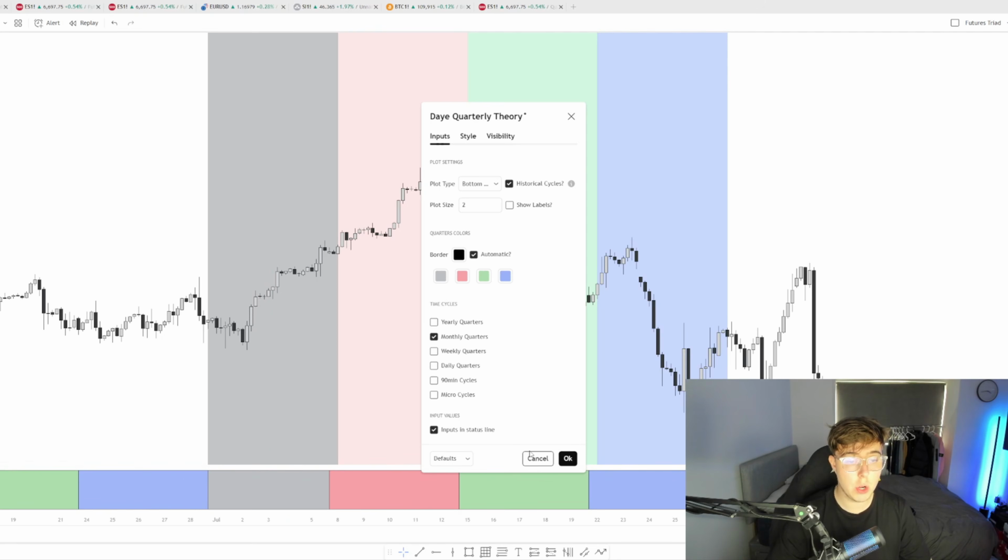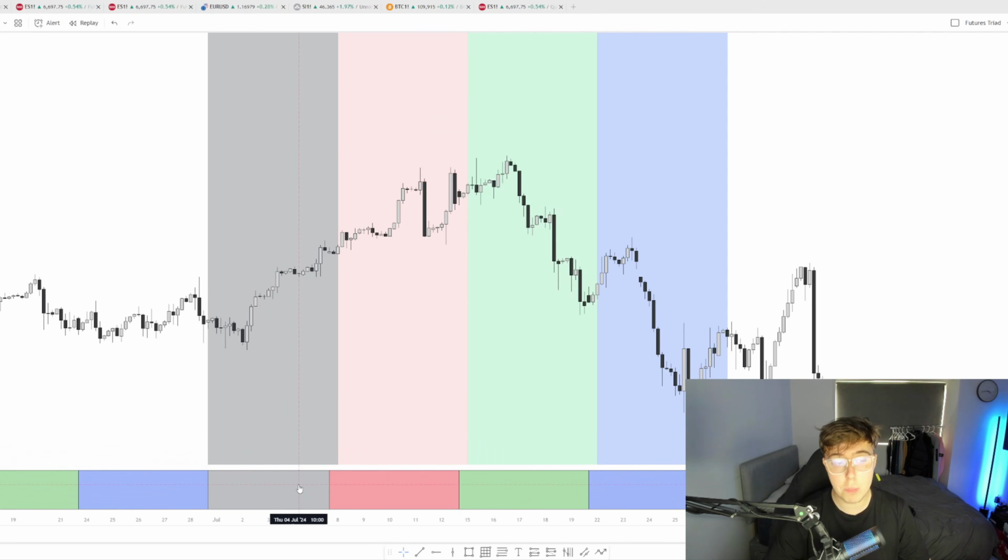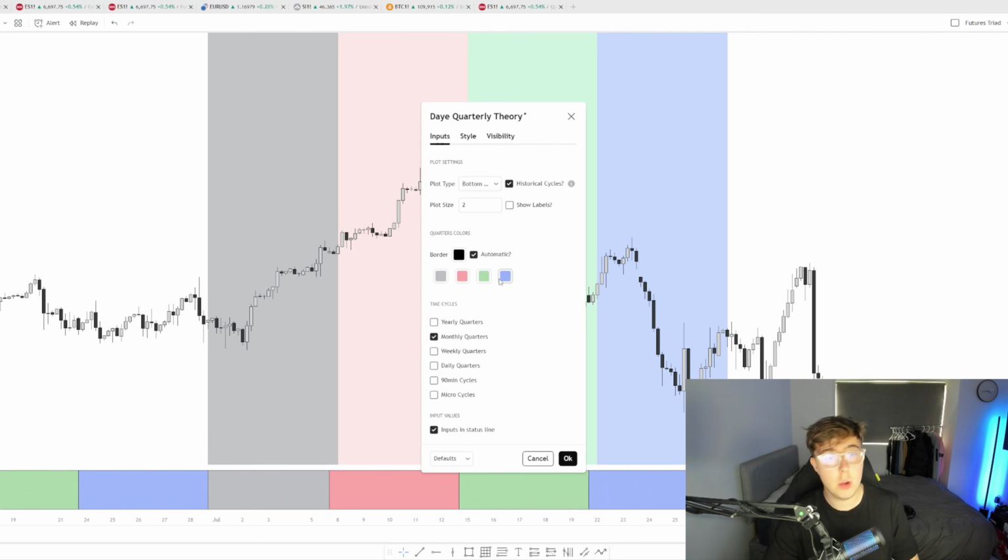And you can see it'll show the sort of rectangular box at the bottom. The grey one represents Q1, the red one represents Q2, green is Q3, blue is Q4. You can also change the colours, whatever you would like to do, and turn on historical cycles to see previous quarters show up in the past for backtesting and stuff like that.